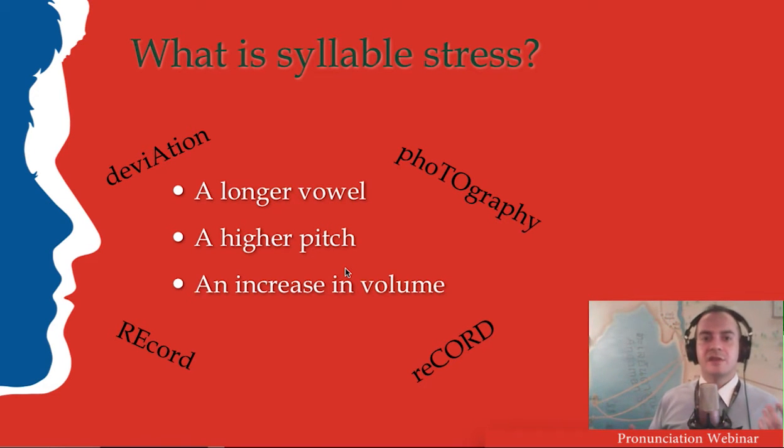Now let's say some of these words together and use the rubber band hands to show where the syllable stress is. Move your hands out longer for the stressed syllable and short for the unstressed syllable. Deviation, photography, record, record. So how do you know where to put the stress? There are some general rules that show you where to put the syllable stress.